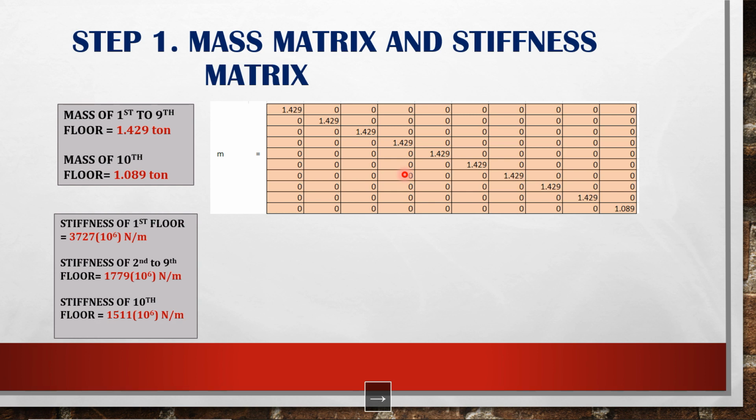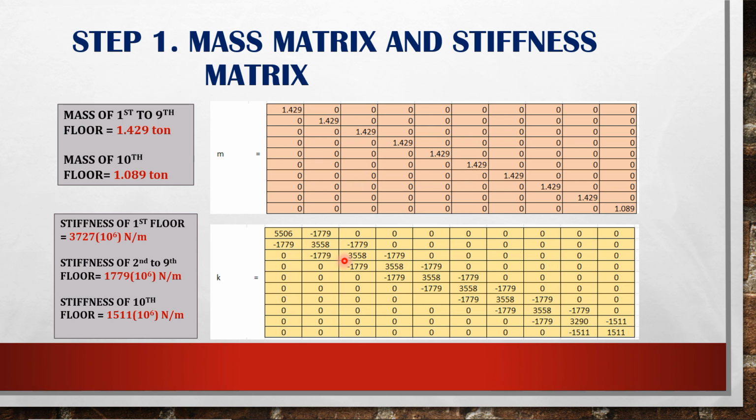This will be used in solving the next steps. Stiffness. With the given values, we can generate our stiffness matrix. The stiffness of the first floor is 3,727 million Newton per meter. The stiffness of the second to ninth floors, in each floor, is 1,779 million Newton per meter. For the 10th floor, the stiffness is equal to 1,511 million Newton per meter. So this will be our stiffness matrix.